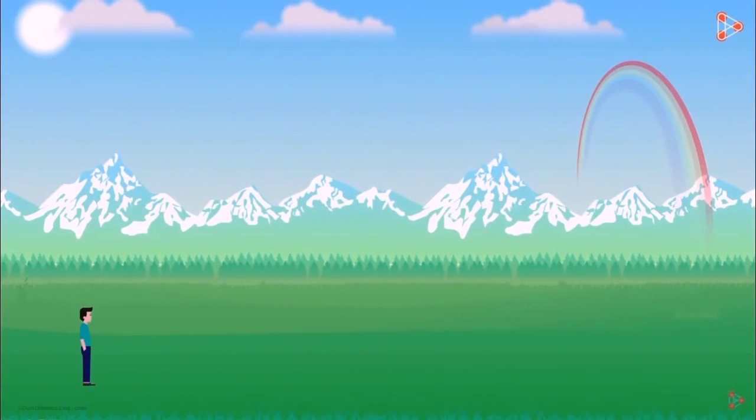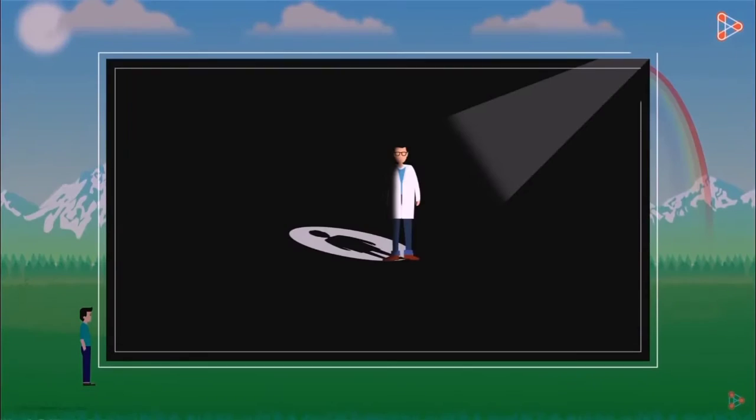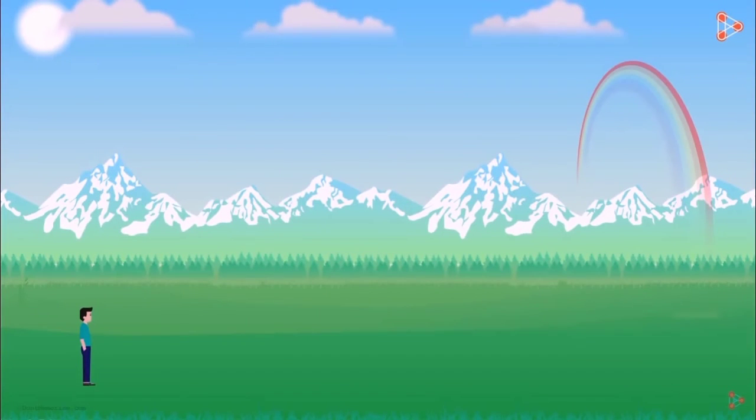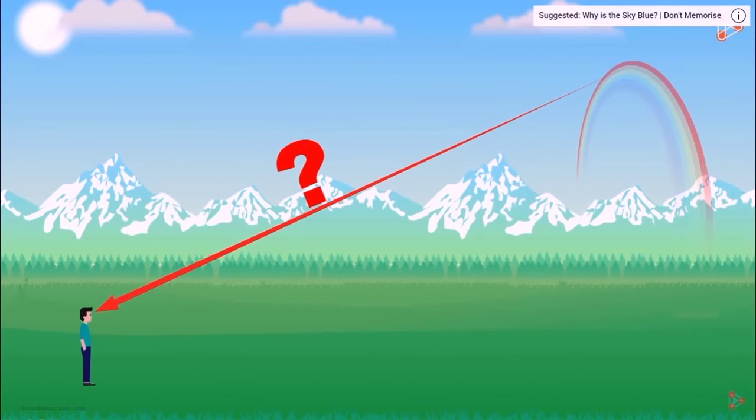The simplest reason why we are able to see anything around us is that the light from that particular object enters into our eyes and thus causes the sensation of vision. Similarly, the red part from the upper part of the rainbow is traveling to our eyes, enabling us to see it. But where does this red light come from?